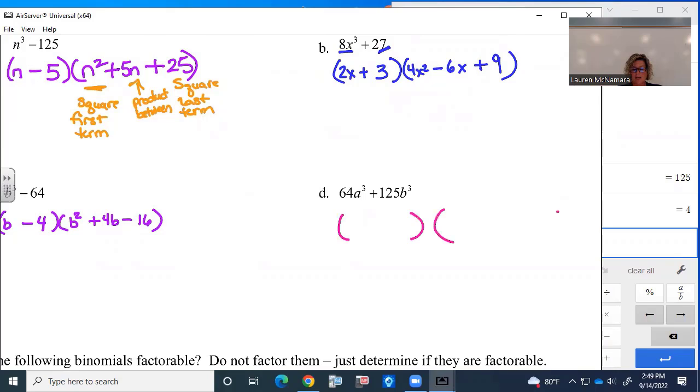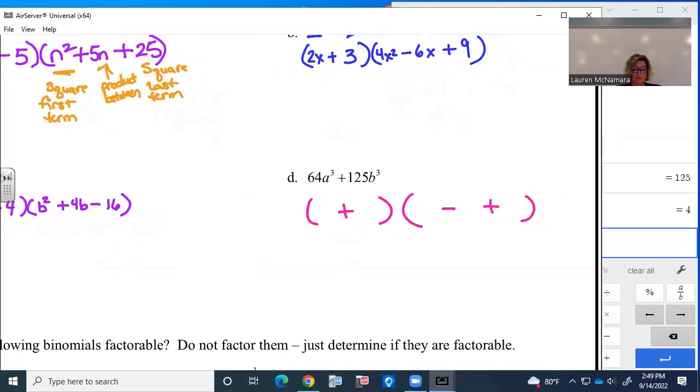One more time. Binomial times trinomial, same sign, opposite sign, always positive. Cube root the first term, 4a. Cube root the last term, 5b. Square the first term, 16a squared. Square the last term, 25b squared. Product between. So 4a times 5b, 20ab.